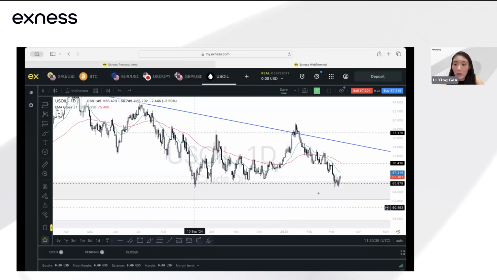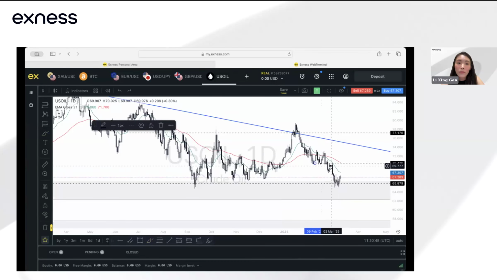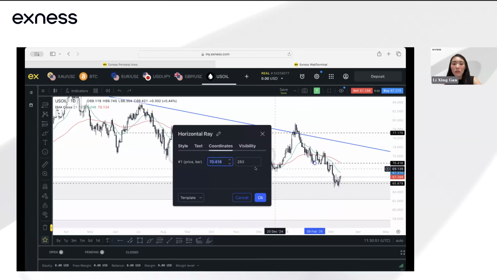Let's not focus on the EMAs, but rather take a look at this market structure here. So nothing much on the daily. We have identified this resistance turn support turn resistance zone here, which is about the 70.50 region, this area.